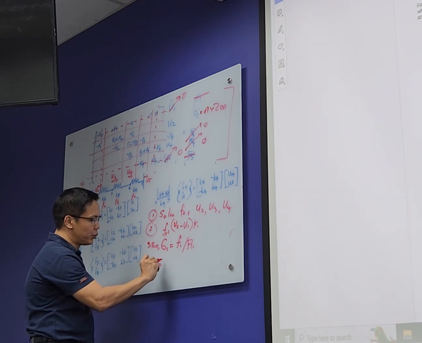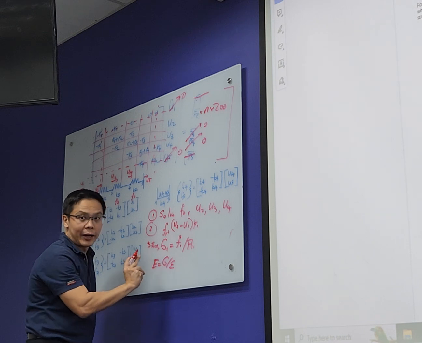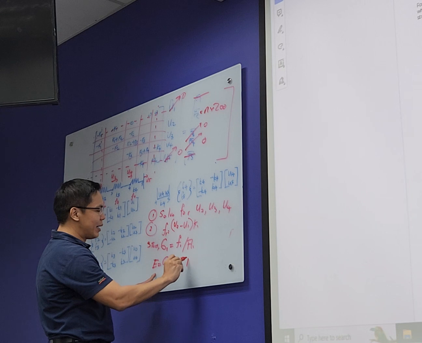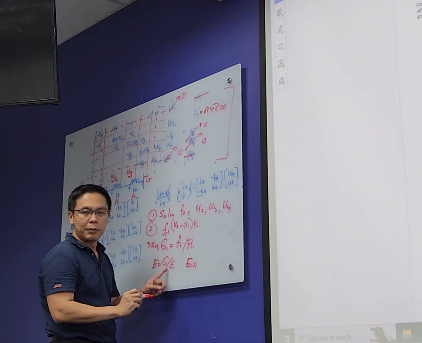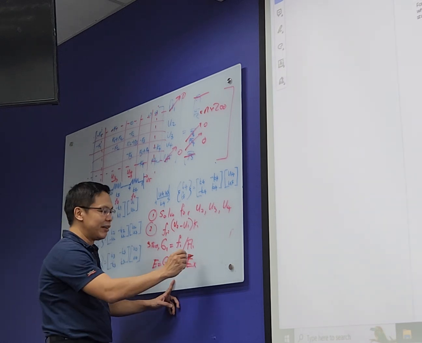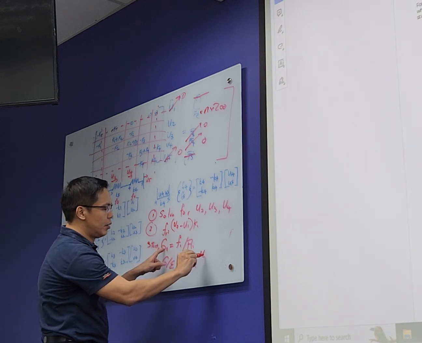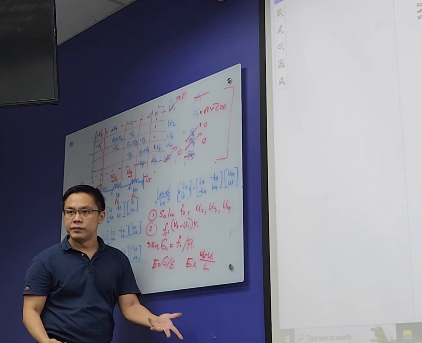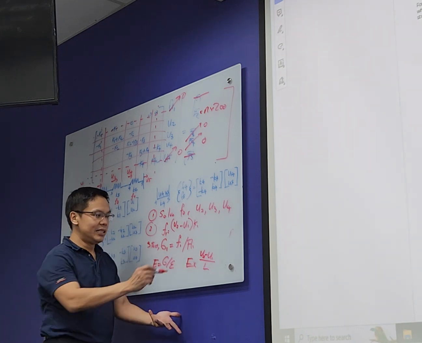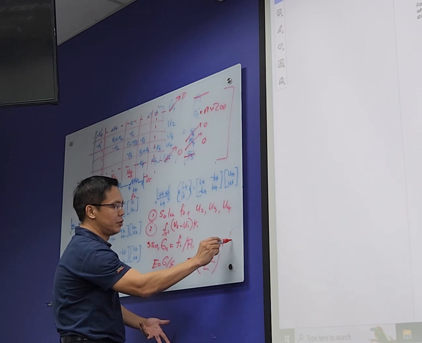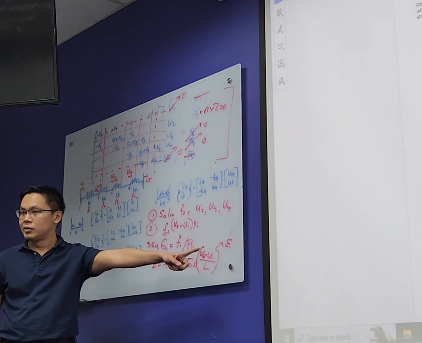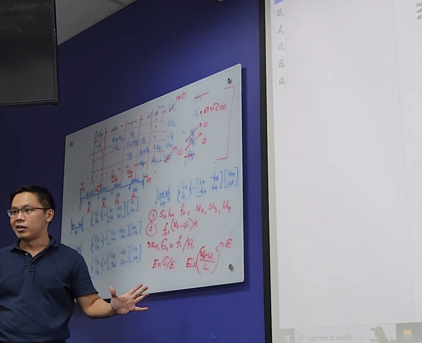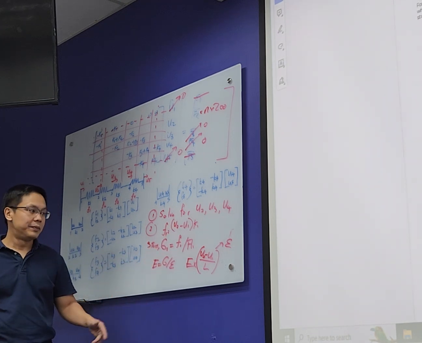E equals sigma divided by epsilon, correct? Some people do it the other way, which I'm fine with. The other way to do it is, you know what my E is, and I know what my epsilon is. Epsilon is my deflection, which is U2 minus U1 divided by L. This is your epsilon, correct? So you can do it this way, mathematically it will be exactly the same. Fine. Okay?